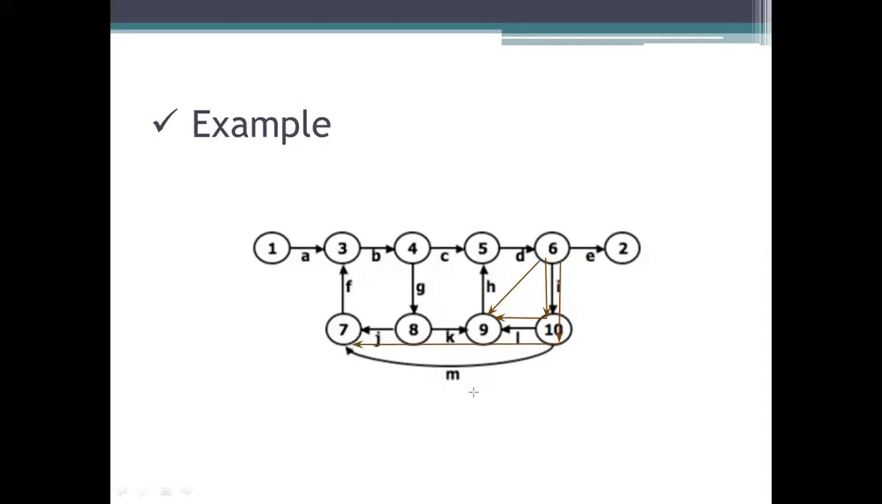10 to 7. So first, while we are removing, we need to see how many outlinks are there from that one. So how many outlinks are there? There are 2 such outlinks which are leading to nodes 9 and then 7.